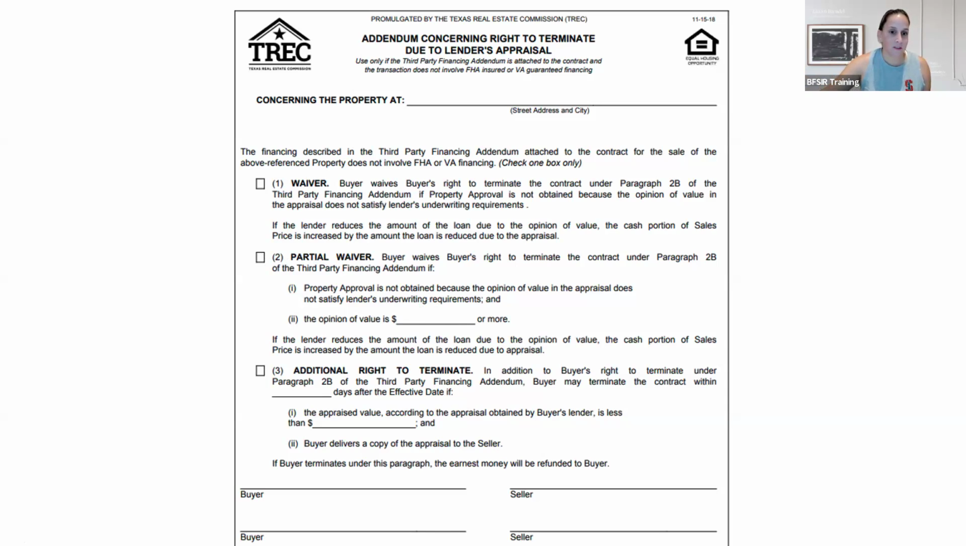So you only use it if the buyer wants to waive their right to terminate due to appraisal. It makes the offer stronger to the seller, right? It's just more risky for the buyer if the property doesn't appraise. So that's when you use it. And then this situation, paragraph 3, is different.